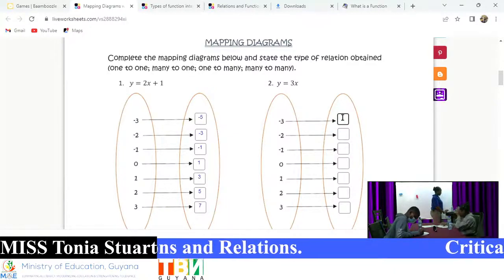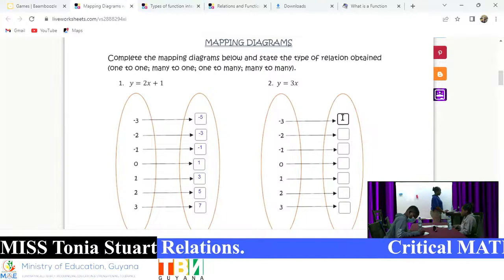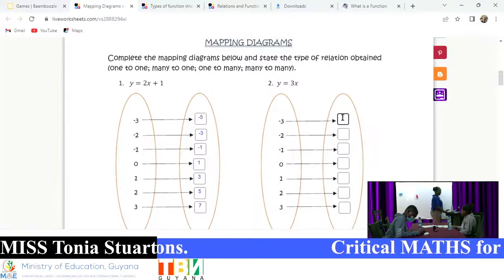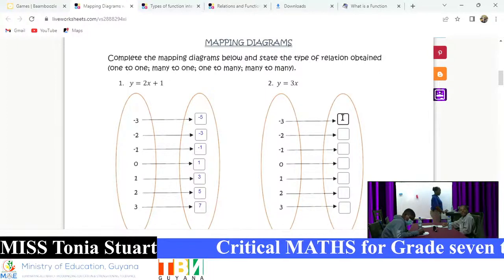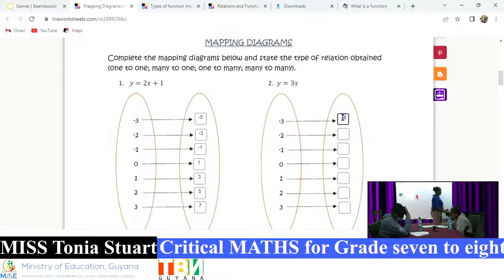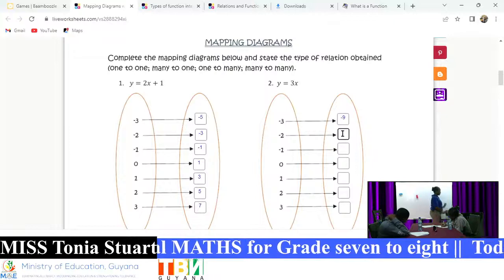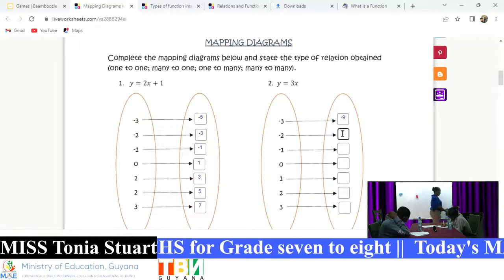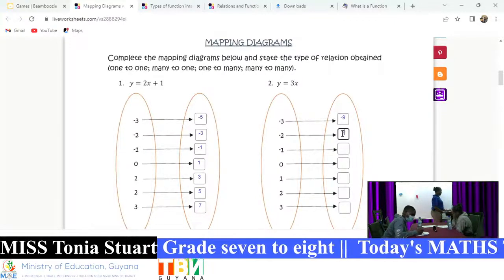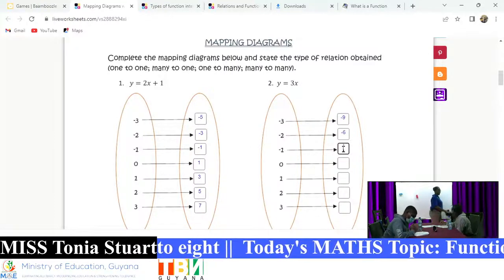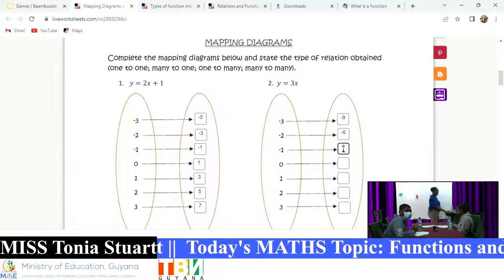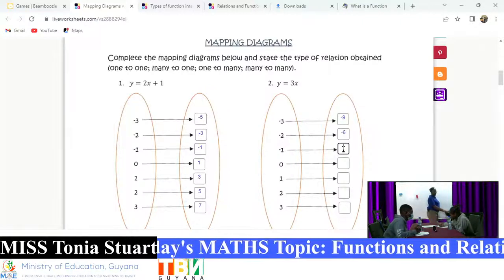Any answer for me? 3 multiplied by negative 3? 9. Positive or negative? Positive and negative is negative. 3 multiplied by negative 3 is negative 9. Aliyah? Negative 9. Where are we at? Negative 1.